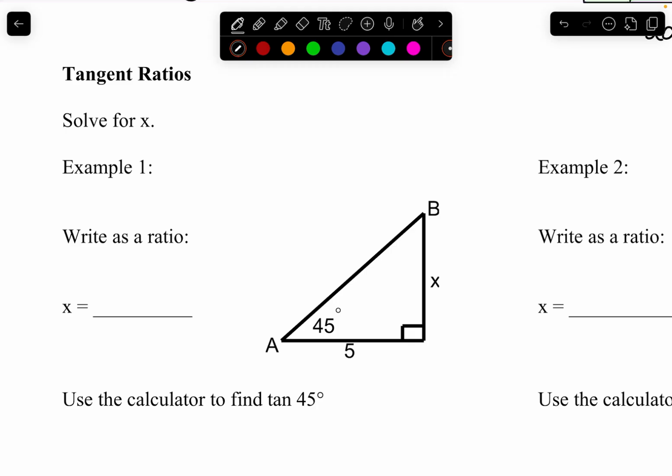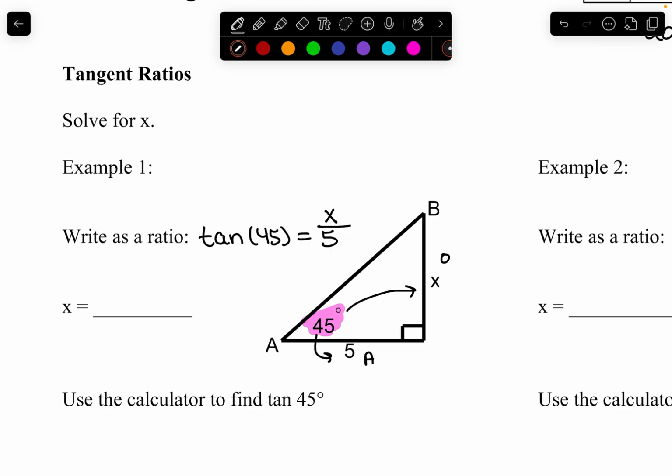Okay. First thing I need to do is write this thing as a ratio. This is my given angle right here. I have the side opposite of my angle, and I have the side adjacent to my angle. I don't have my hypotenuse. So my ratio is going to look like this. We're going to have the tangent of 45, and that is going to equal the opposite side, which is x, over the adjacent side, which is 5.